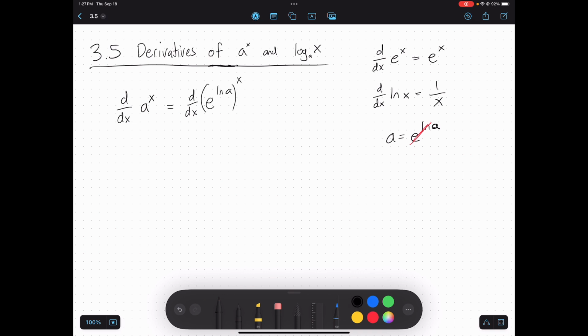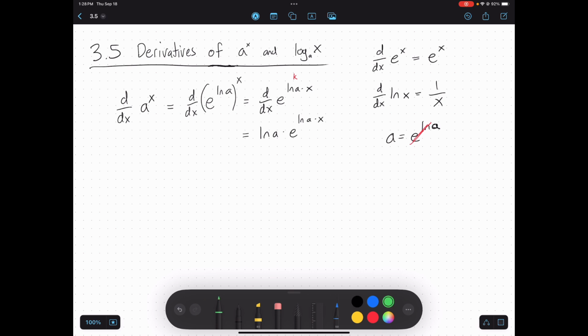But being able to write it like that, I can now use an exponent property to rewrite this as e to the natural log of a times x. Now that I'm back to base e, I can use my exponential formula that we learned earlier in this section. If I have e to the k times x, natural log of a is just a constant. That's something you can plug into your calculator. So I'm going to treat it as a constant here. When I take my derivative, I just get my constant, natural log of a, multiplied by my original function, e to the natural log of a times x.